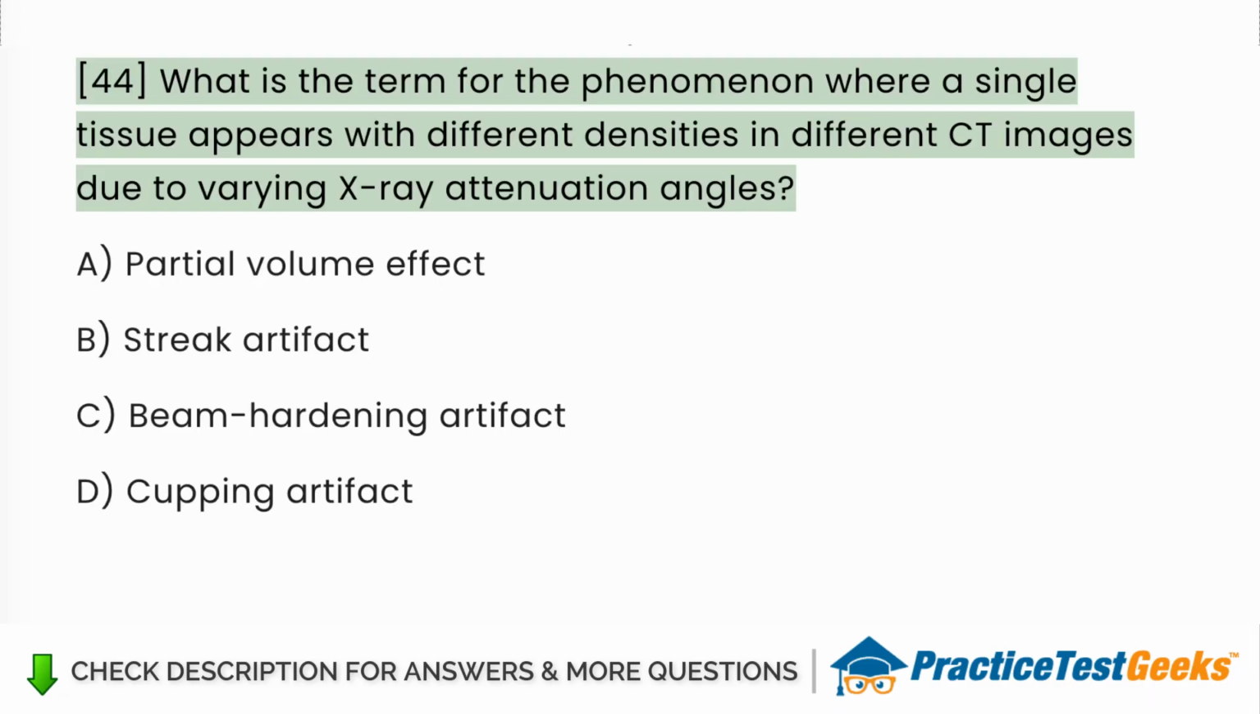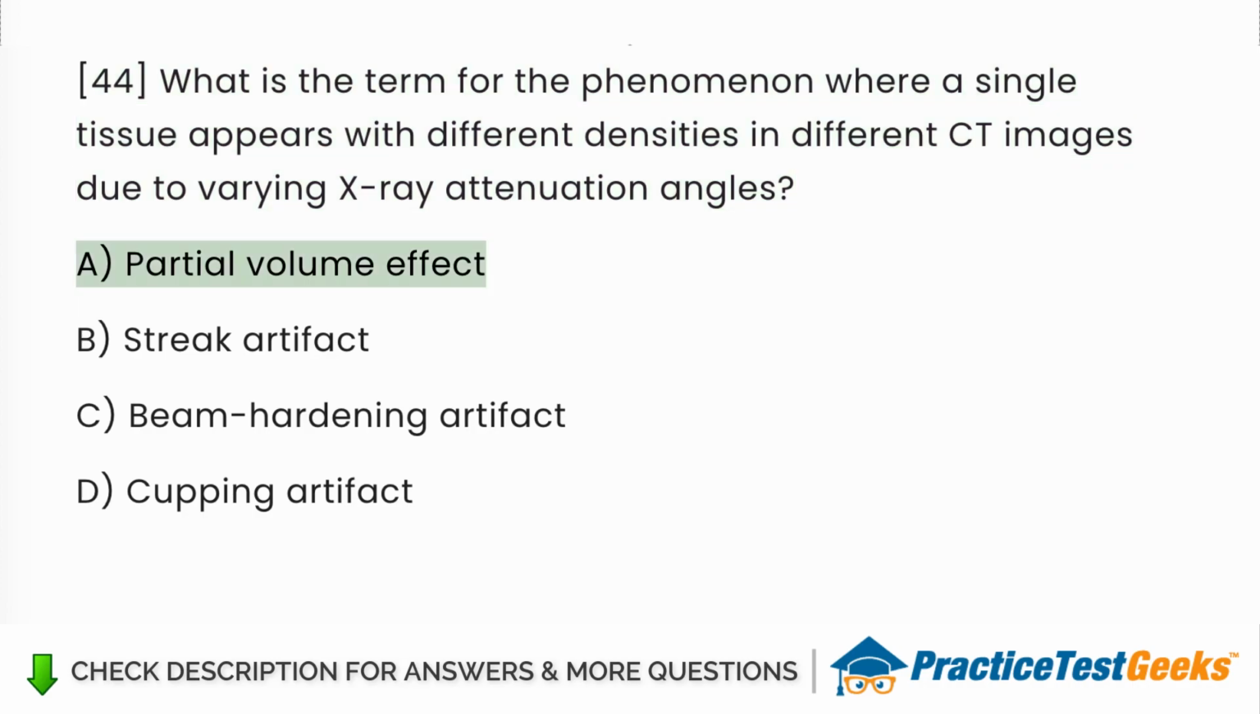What is the term for the phenomenon where a single tissue appears with different densities in different CT images due to varying X-ray attenuation angles? A. Partial volume effect. B. Streak artifact. C. Beam hardening artifact. D. Cupping artifact.